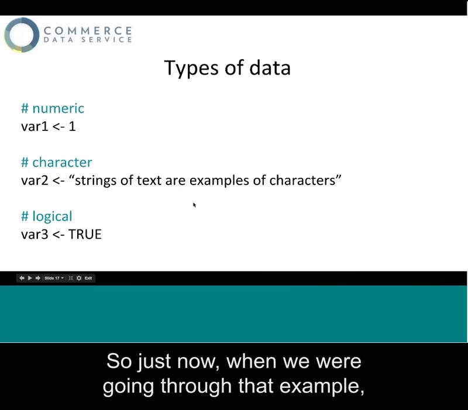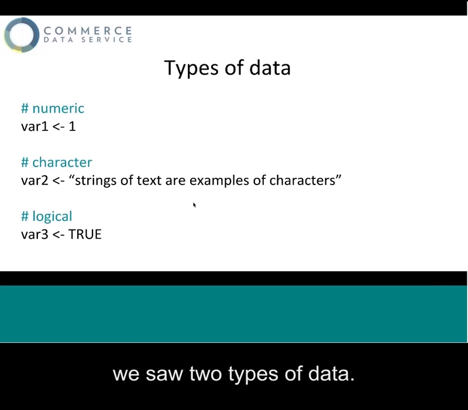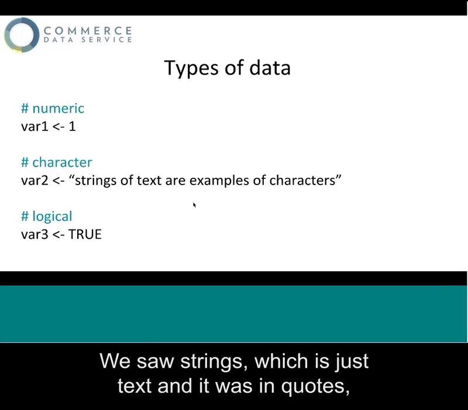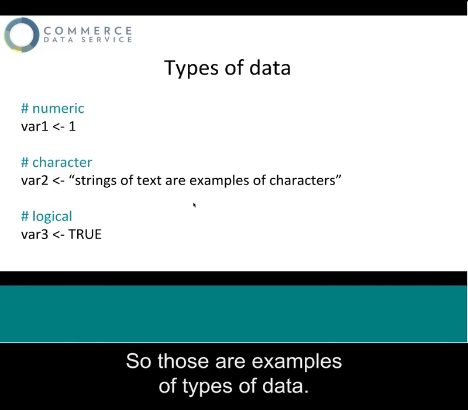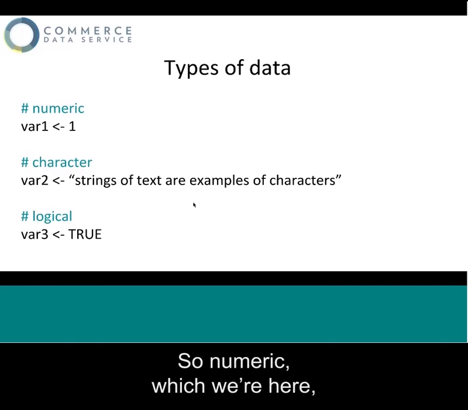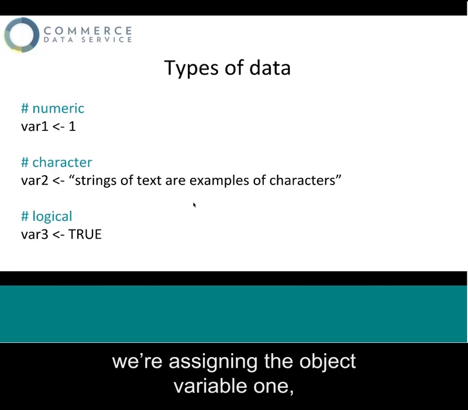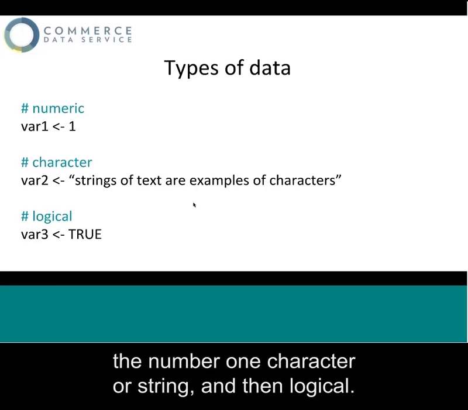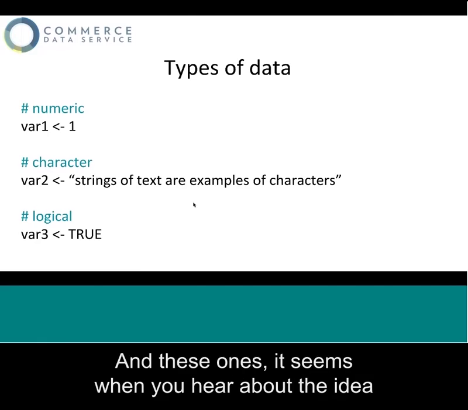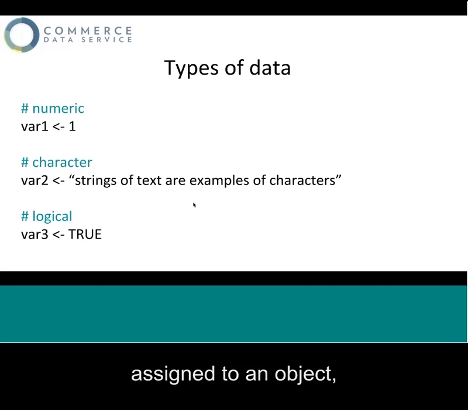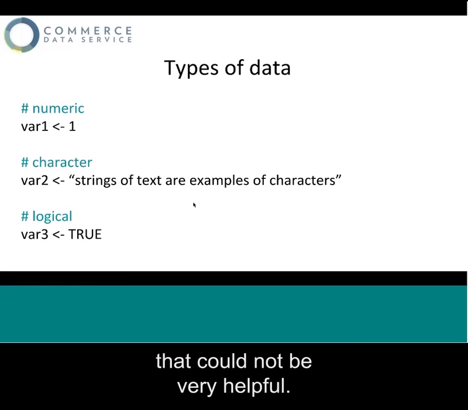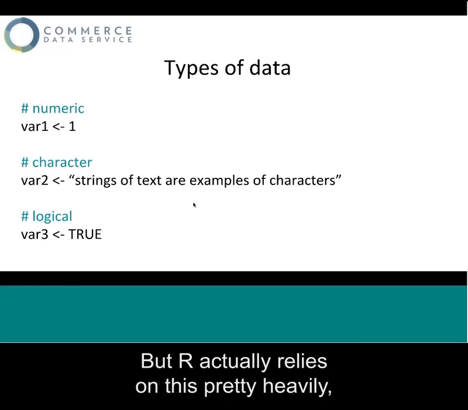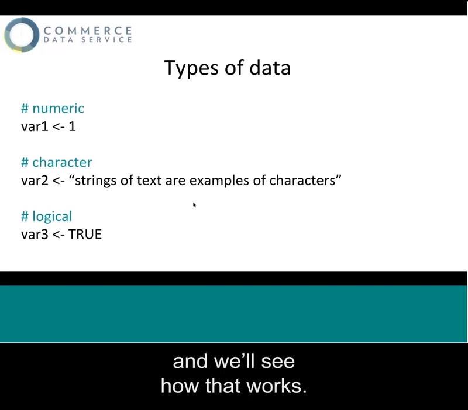So just now when we were going through that example, we saw two types of data. We saw a string, which is just text and it was in quotes, and then we saw numbers, ranging 1 through 10. So those are examples of types of data: numeric, which we're assigning the object variable 1, the number 1, character or strings, and then logical. When you hear about the idea that there can be true or false assigned to an object, or a list of true or false values, it sounds like something that could not be very helpful. But R actually relies on this pretty heavily, and we'll see how that works.